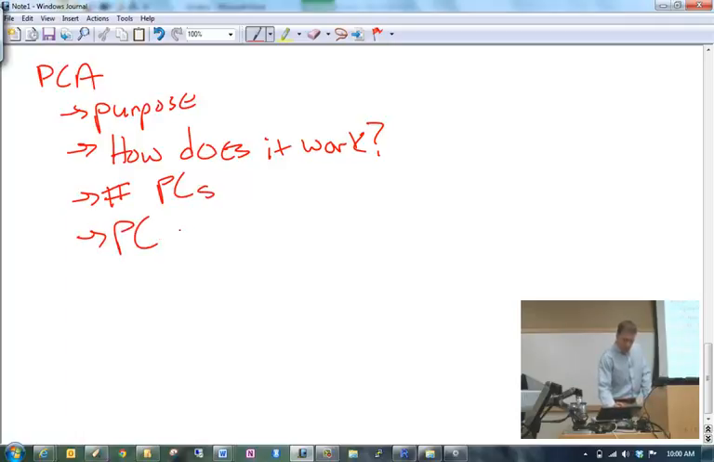Then, how do we find the principal component scores? And what do we do with them? Well, we often plot them, because now this gives us a graphical way of seeing what our data looks like in a smaller number of dimensions.